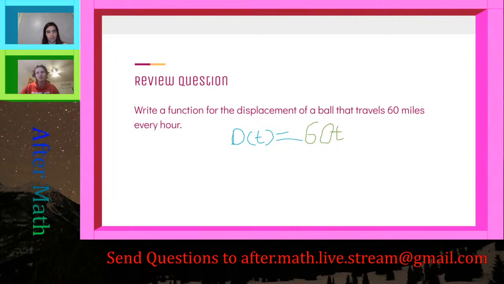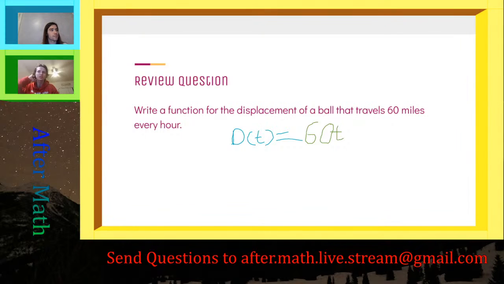Obviously, we could convert it to seconds or minutes, but for this function, there's no need to. So I just wanted to point that out.